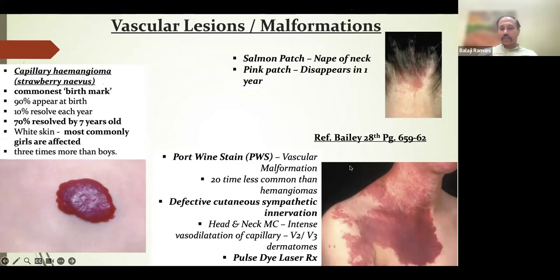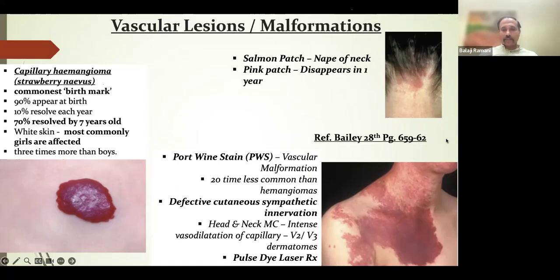Again, this is distributed in the V2, V3 dermatomes and all that, but this one does not disappear spontaneously. It needs laser dye management, only then can you treat it. It will not disappear spontaneously. So this is your classical port wine stain.